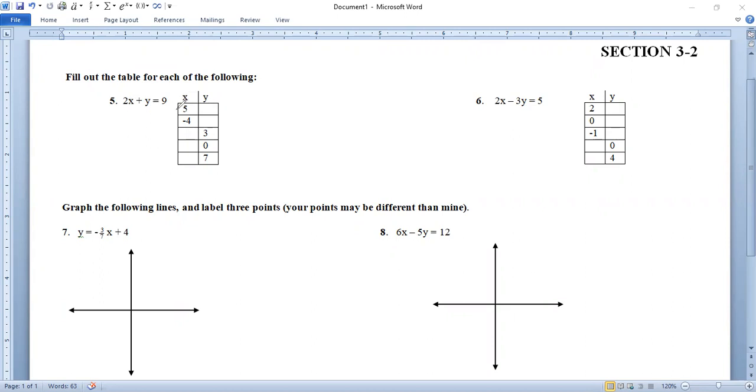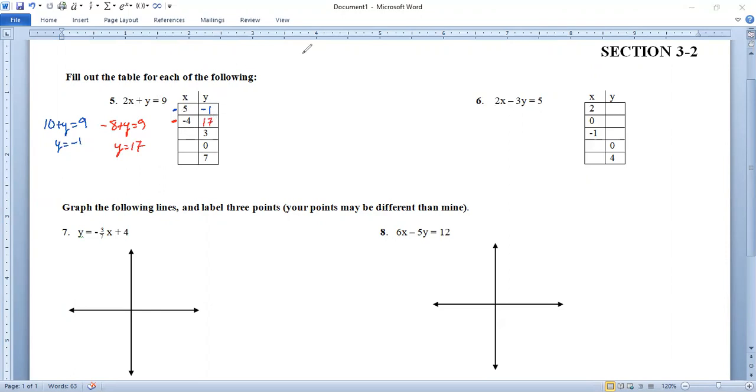Here we have x is 5. We'll mark it with this color. 2 times 5, so 5 is going in for x, so we get 10 plus y equals 9. Subtract 10 from both sides, and we get y equals -1. Excellent. Then the next one we'll do with this color. Stick -4 in where x is, and we get 2 times -4 is -8 plus y equals 9. Add 8 to both sides, and we get y equals 17.